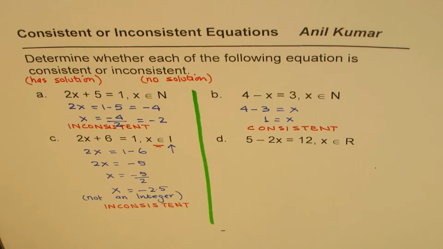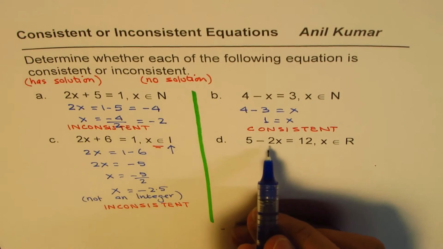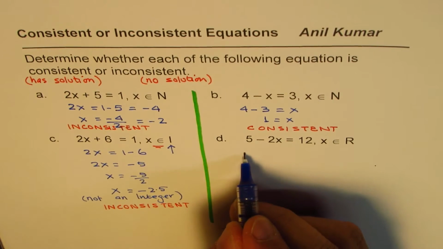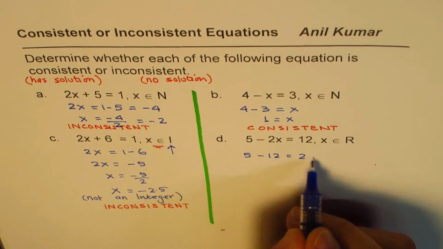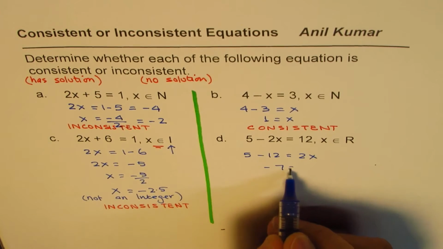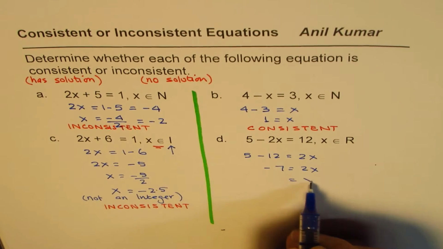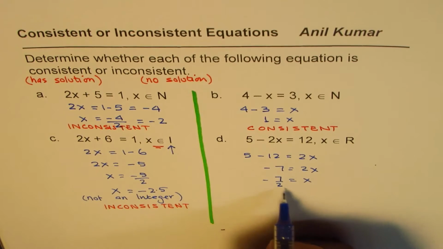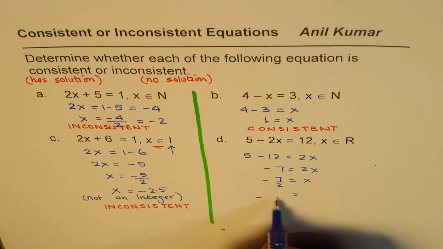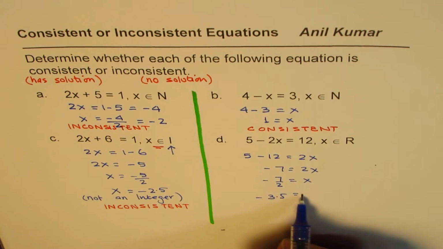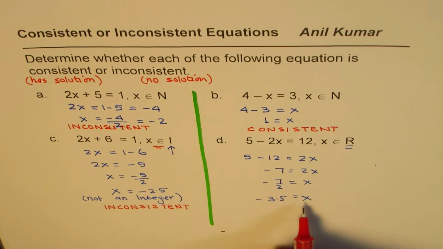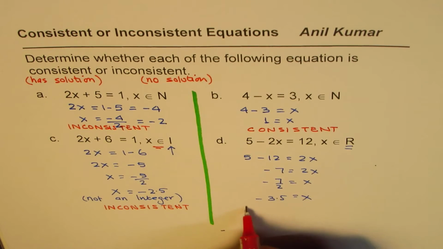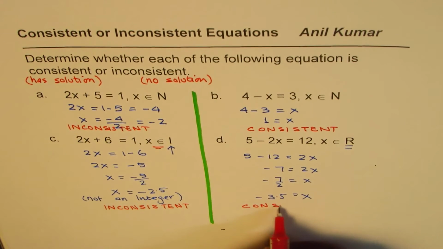Okay. So the last one for you. 5 minus 2x equals 12. So we'll take 2x to the other side. 5 minus 12 equals 2x. That is minus 7 equals 2x, or x equals minus 7 over 2. And that is minus, let's say, 3.5. Now, is that a real number? That's the real question, right? Yes, it is. Since it is a real number, we do have a solution. We'll say it is consistent.